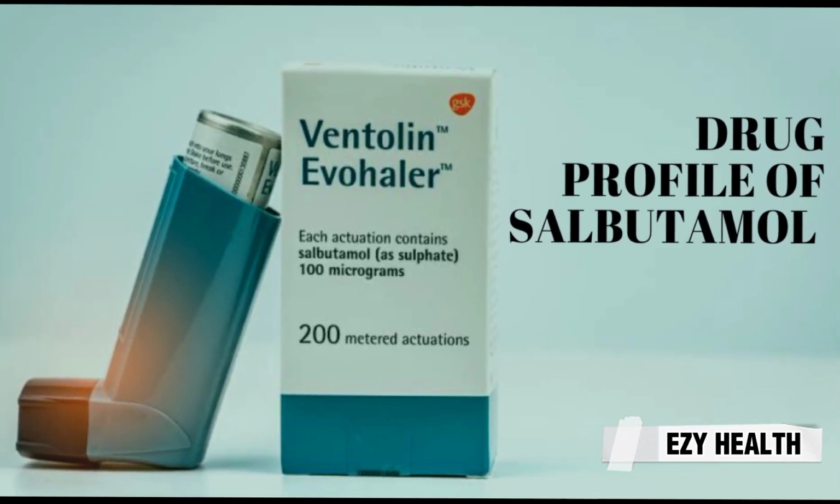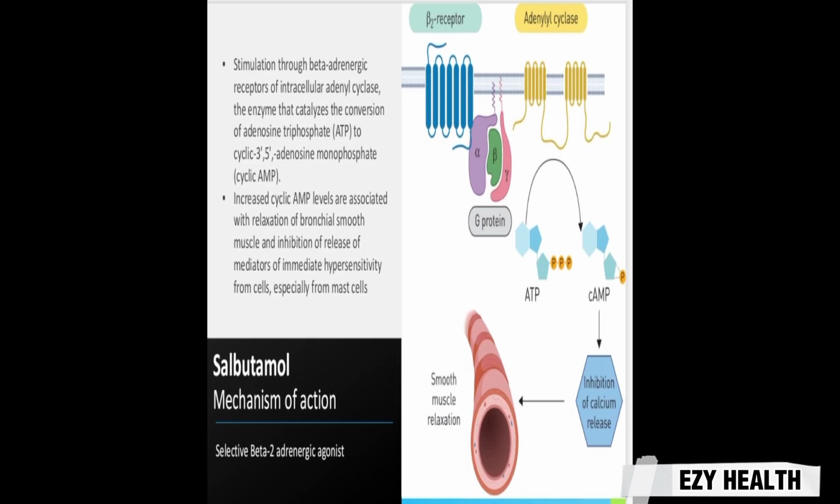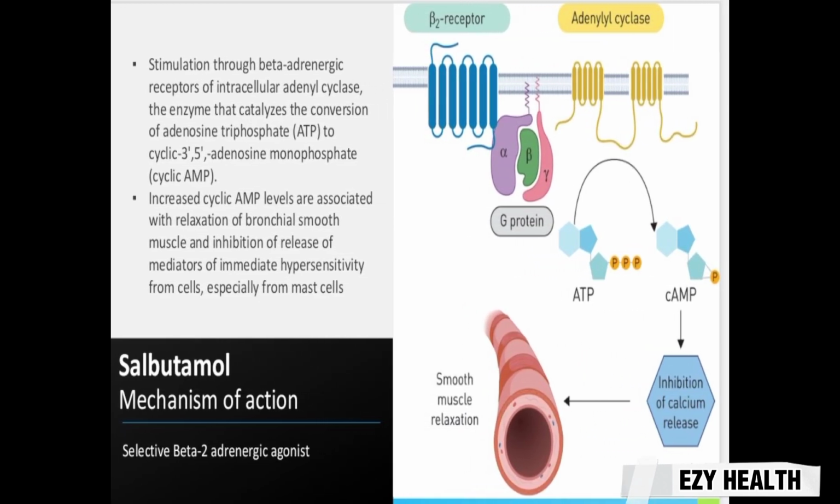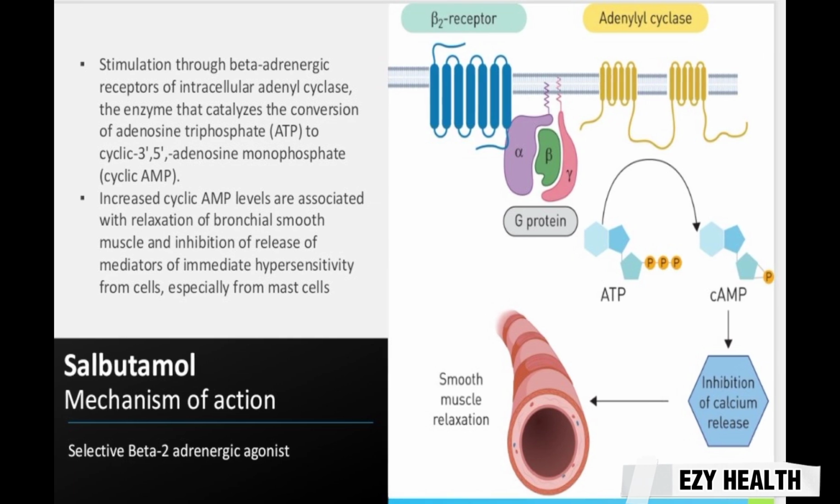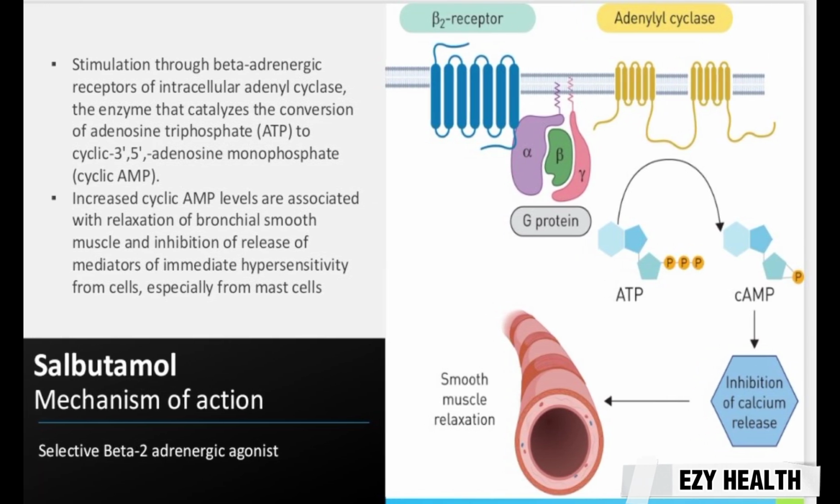Today we are going to discuss the drug profile of salbutamol. Salbutamol is a selective beta-2 adrenergic agonist. Considering the mechanism of salbutamol, there is a B2 receptor.